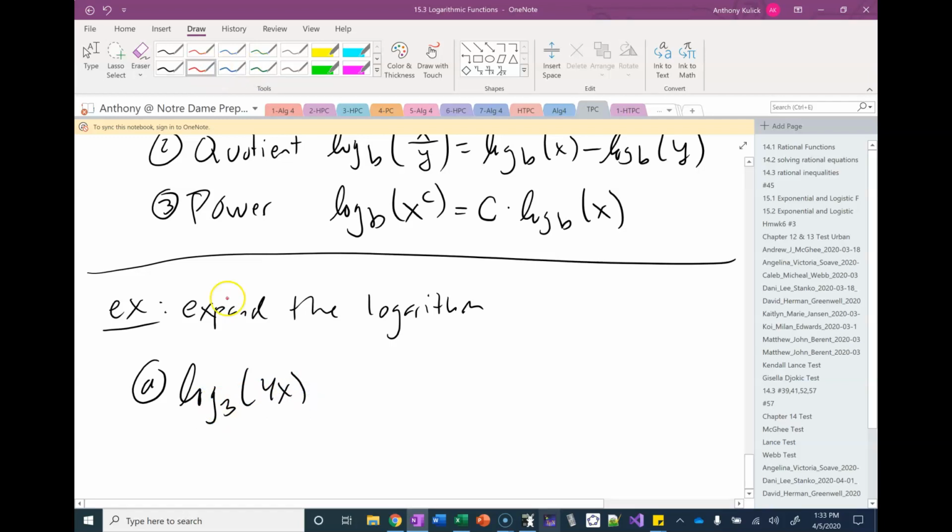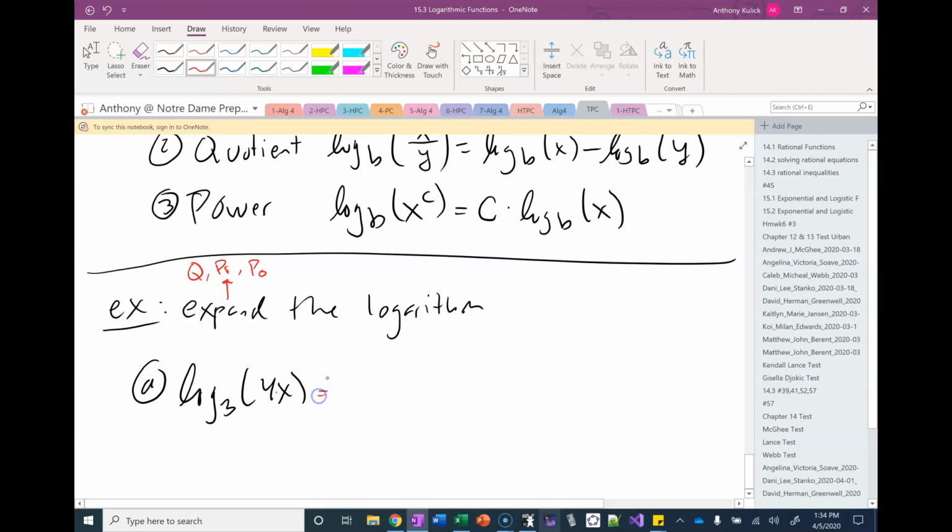So worth noting, for expanding, we want to look at using these properties in a specific order. We want to do quotient first, and then products, and then powers. So in example A, we have log base 3 of 4x. Notice that there's no division going on there, so there's no quotient property to do. That's the first thing we would check for. But since there's no division, I'll move on. The next thing we'll look for is product properties. Hopefully you see a single product property because we have one multiplication happening between the 4 and the x.